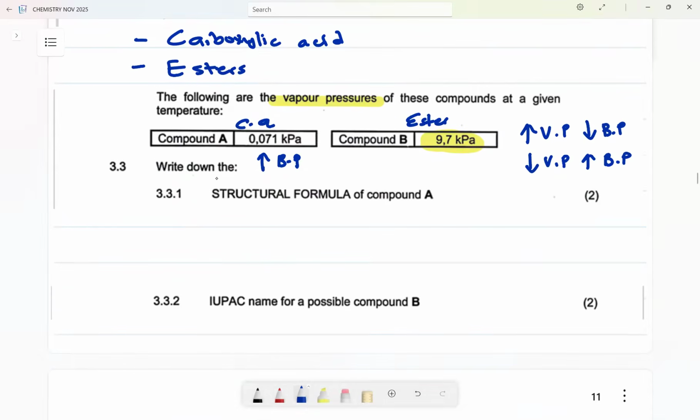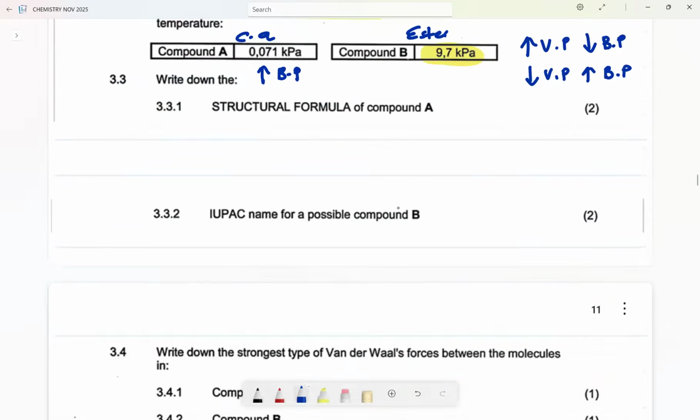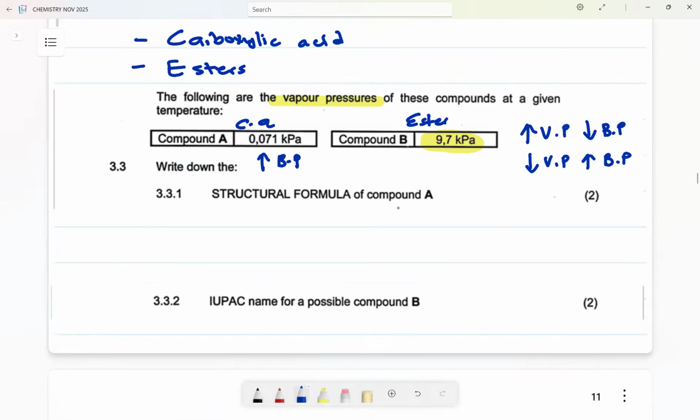Now, write down the structural formula. How can I write down the structural formula of compound A? Compound A, I now know it is a carboxylic acid. So a carboxylic acid with 4 carbons is going to be 1, 2, 3, 4, like this.